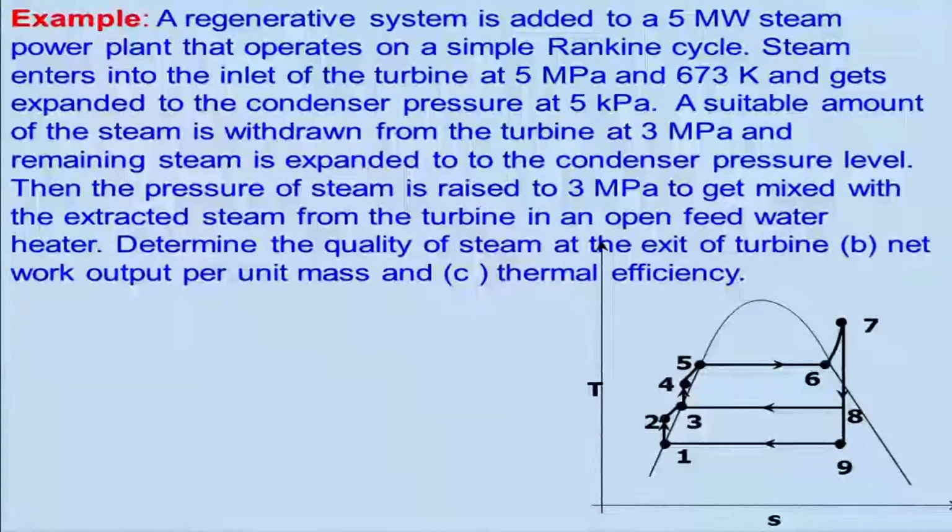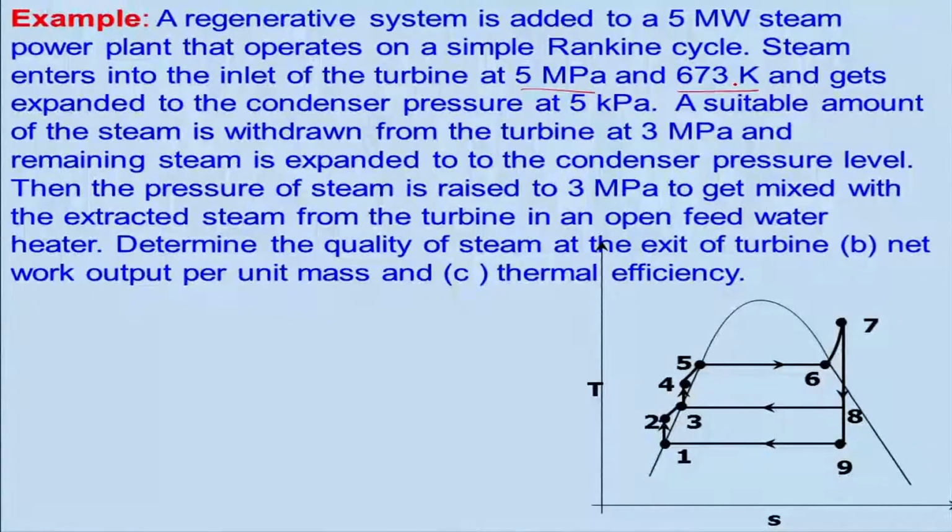And this example is related to a regenerative system, which is added to a 5 megawatt steam power plant, and it operates on a simple ideal Rankine cycle. Steam enters the inlet of the turbine at 5 megapascals. This is 5 megapascal and 673 Kelvin.